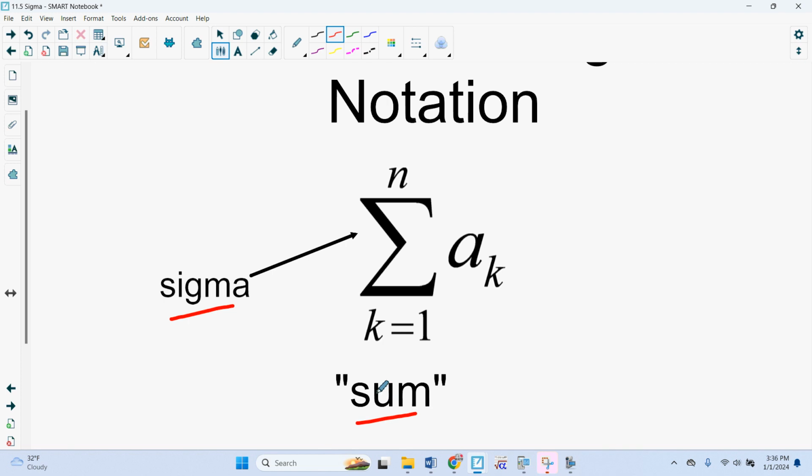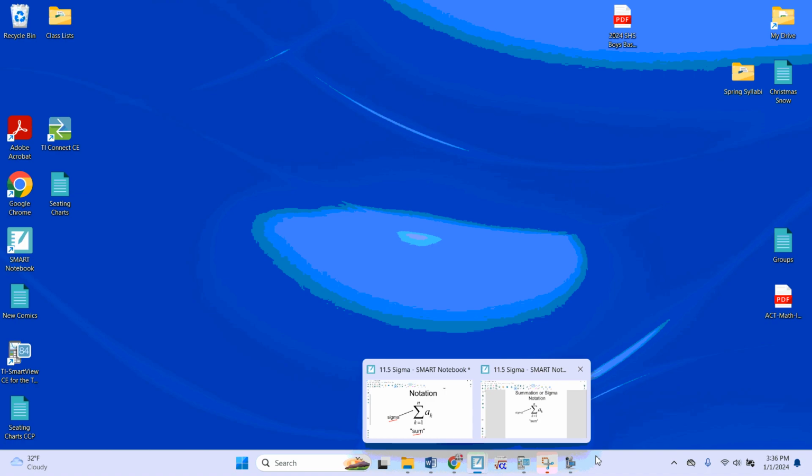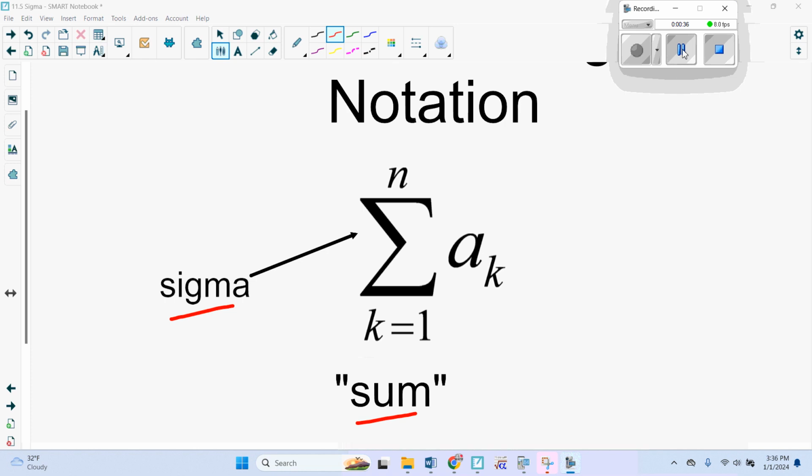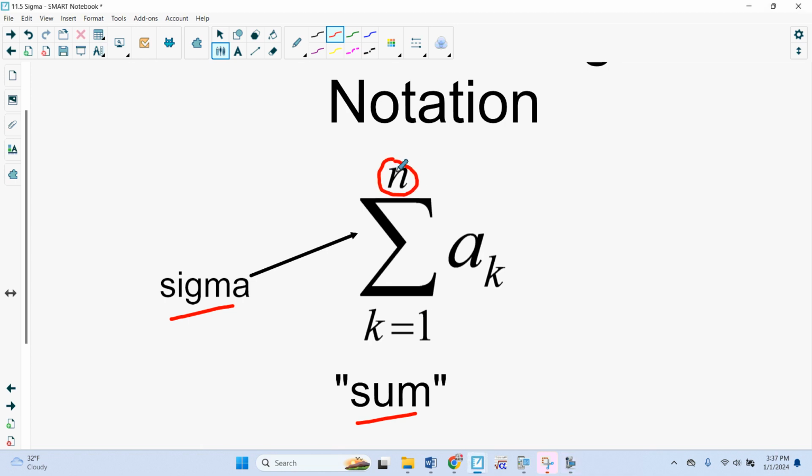This is kind of a mathematical way of writing summing something or adding something. The parts of the sigma notation: you'll have a k or a variable, 1 to the n, which tells you kind of how many terms you have, and then the a sub k will be a formula. So let's look at an example.